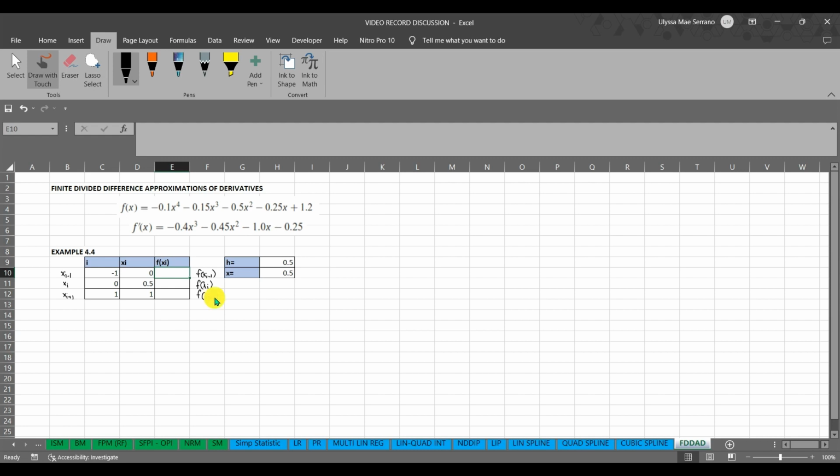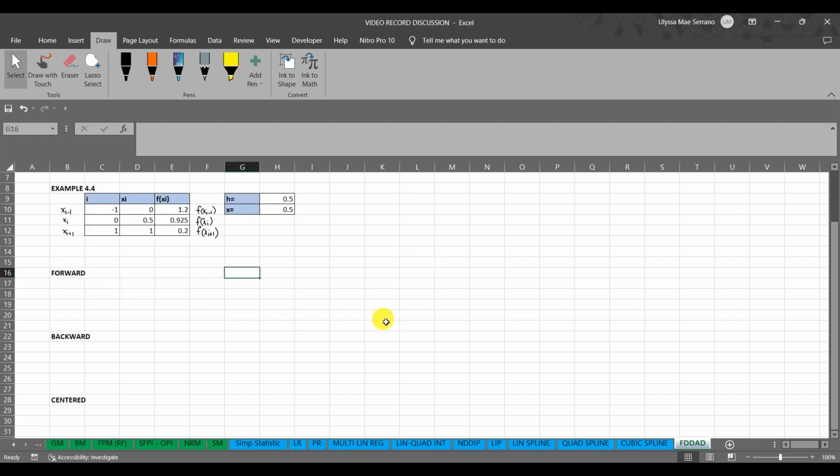So in order to find the values of the functions, we need to substitute the value of x into the given function of x. So it will be negative 0.1 multiplied by x raised to 4, minus 0.15 multiplied by x raised to 3, minus 0.5 multiplied by x squared, minus 0.25 multiplied by x, plus 1.2. And applying the process to all the values of x, we will have the values of 0.925 and 0.2 respectively. So after finding all the values, we will now apply the forward, backward, and centered divided differences in order to approximate the derivative.